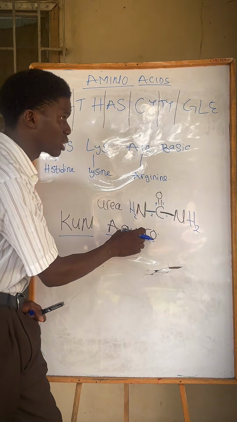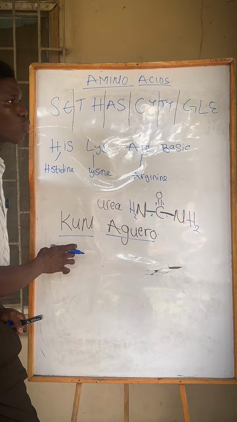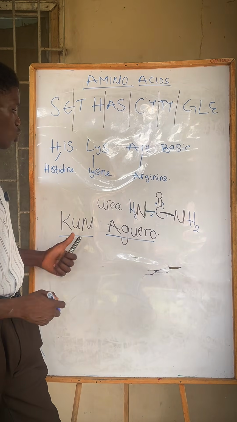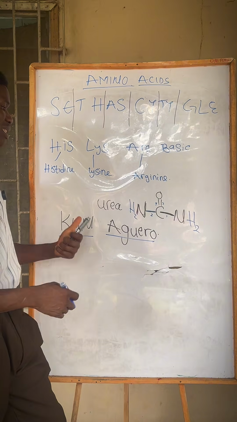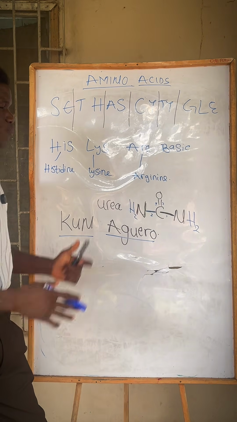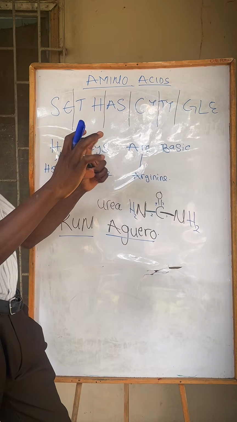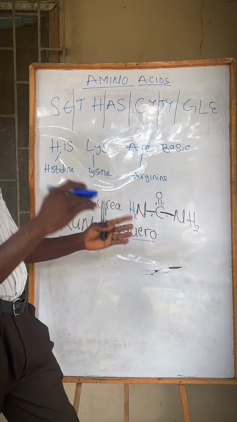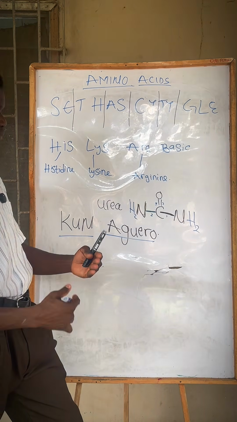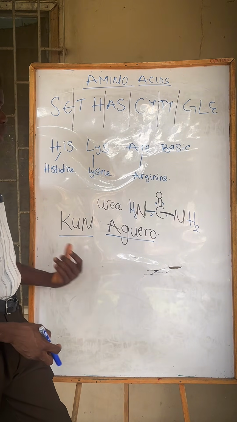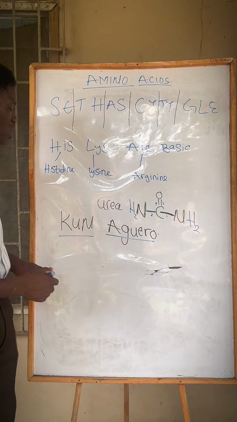This Aguero stands for arginine. This Kun is telling us what we are going to add to it. Are you with me? So now if I want to draw the structure of arginine, the first thing is to draw the structure of your alanine, then add some other stuff to it. Do you understand? So how do we draw the structure? When you draw your alanine, now this Kun is telling you something.